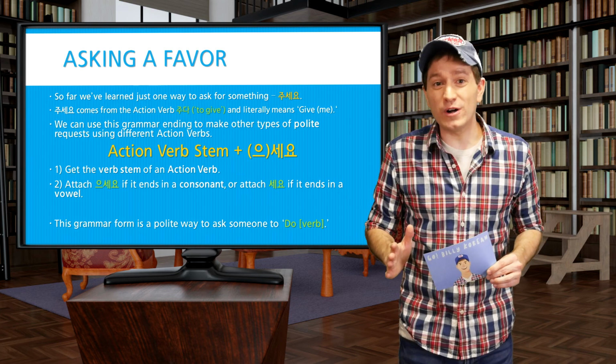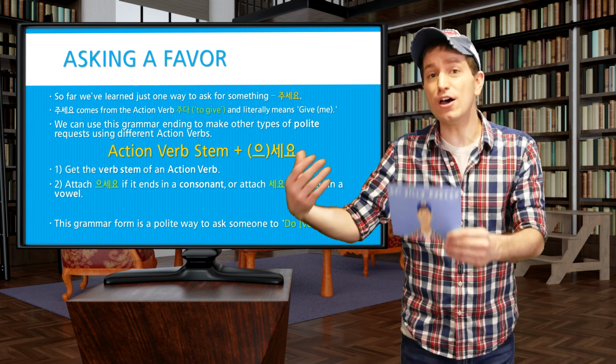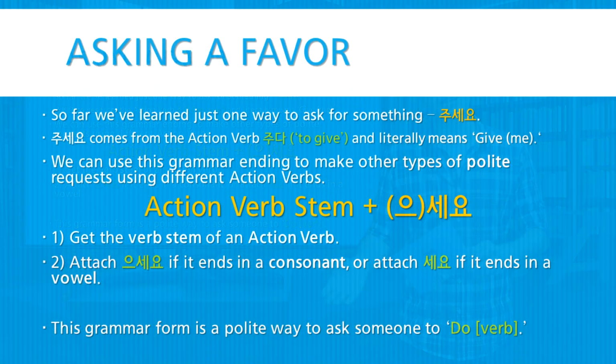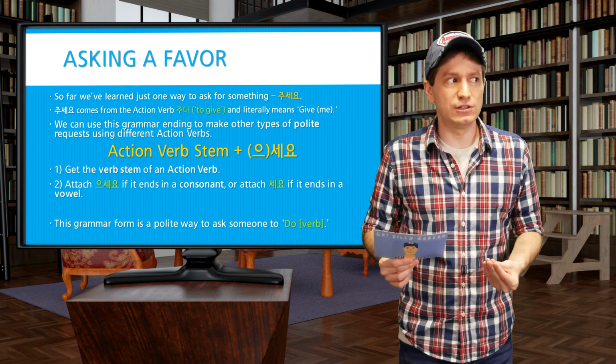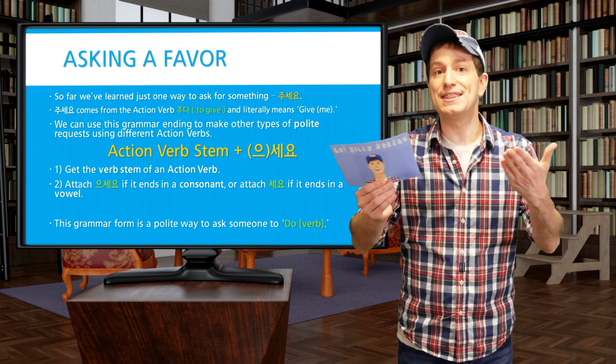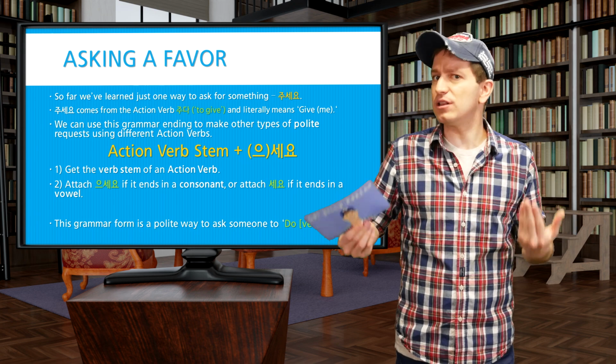Well, today we're also going to be learning how to make requests for other things with other verbs using this form. And you can use this grammar form to make other types of polite requests with different action verbs besides only 주다. And the way to do it is you get a verb stem of an action verb. Then you attach 으세요 if it ends in a consonant, or attach just 세요 if it ends in a vowel. And this grammar form again is a polite way to literally tell someone do that action verb. So it's making a polite request.